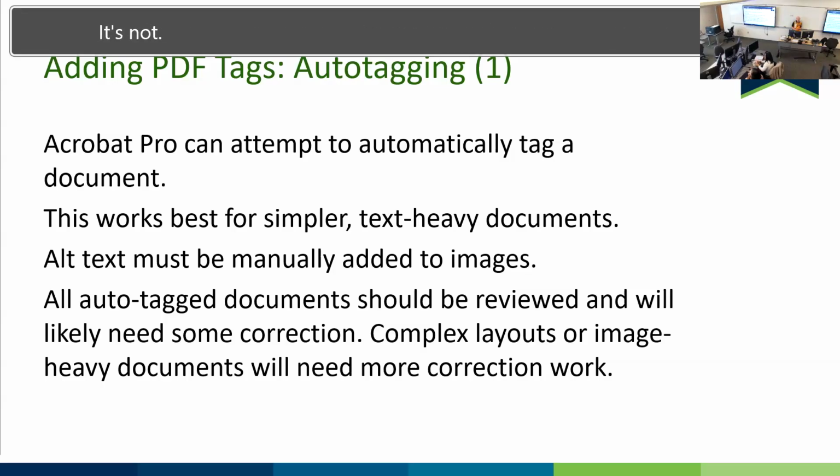It's not going to add alt text to images, so it will often recognize images, but it doesn't know what the content of the images are or why they're there. So you'll need to add alt text manually. And the auto tagging is often not perfect. So we always recommend going in and checking those tags as we've been looking at so far to make sure that it's been tagged correctly.